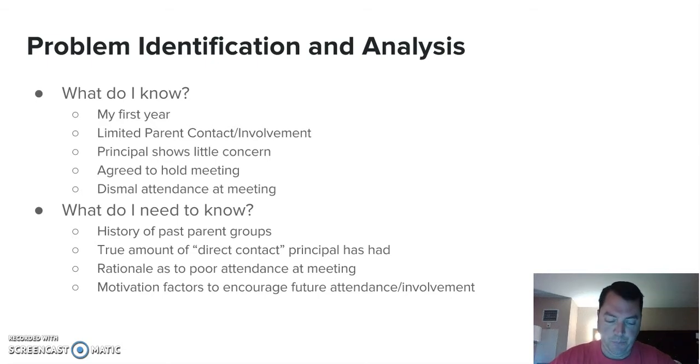Then what do I need to know? Well, there have been parent groups in the past. How well did they function? What were their functions? And what was the participation rate like for them? Also, although it would be tricky, I would need to find out from the principal exactly how much direct contact he actually has with the community. Are the phone calls and comments as frequent and in-depth as he thinks? Why didn't more parents show up for this Monday meeting? And finally, what would I need to do to ensure that more parents would be motivated to attend future meetings?